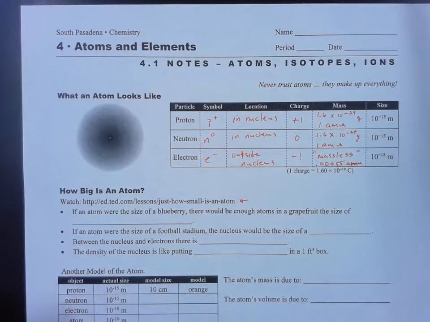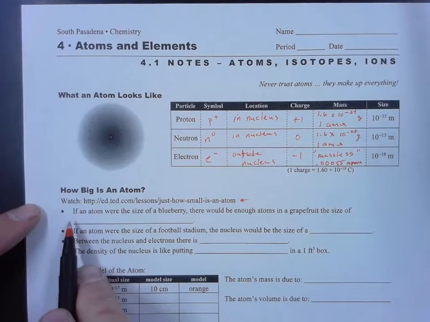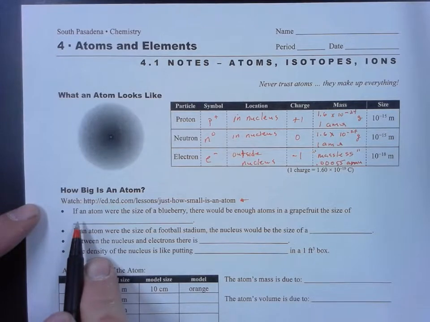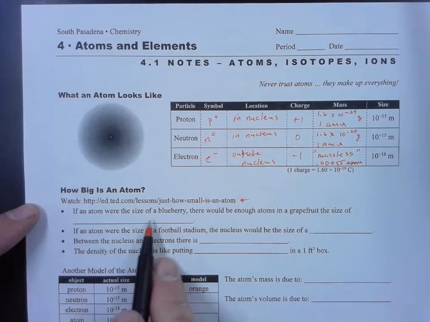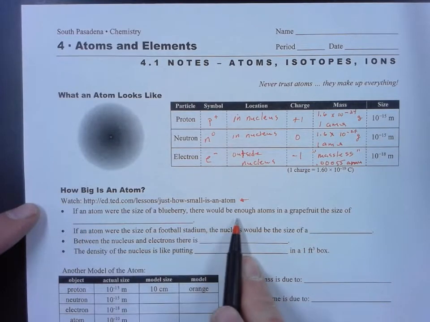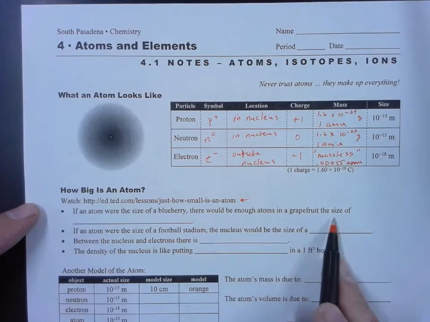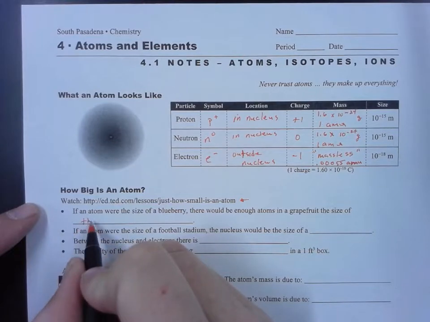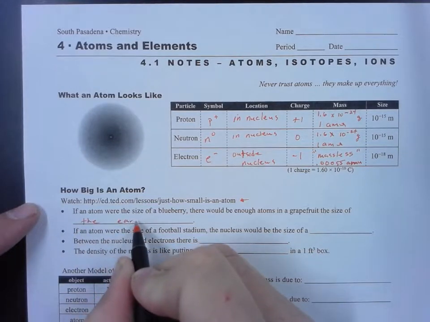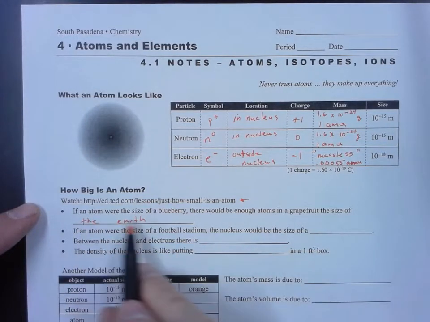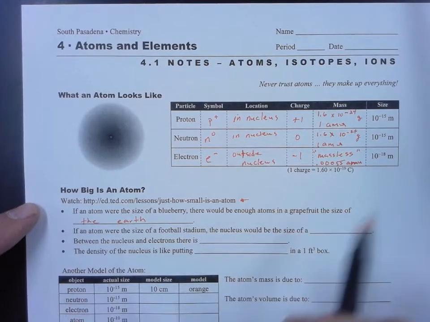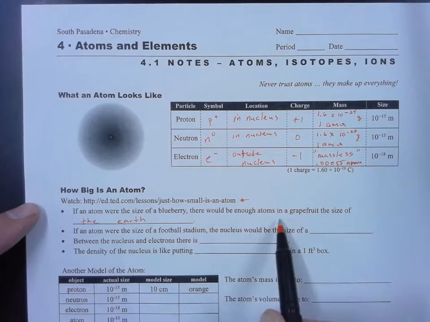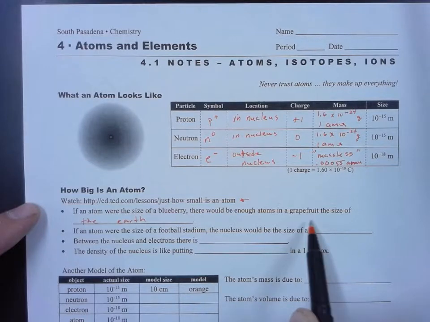Okay, so at this point you should have watched that video, and we can fill in some of these blanks. If an atom were the size of a blueberry, there would be enough atoms in a grapefruit the size of the Earth. So in other words, if you had an atom the size of a blueberry, there would be enough atoms in a grapefruit the size of the Earth.